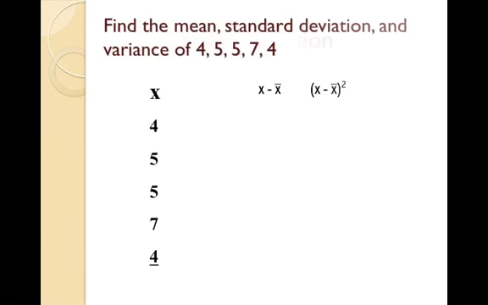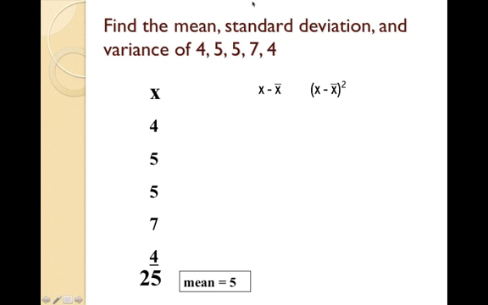All right, we're going to do the same process for a little bit larger data set. We're going to find the mean, the standard deviation, and variance of 4, 5, 5, 7, 4. So I write my 3 columns. I go ahead and list the data set under the X. Now I'm going to add them up. I get 25. N is 1, 2, 3, 4, 5. There's 5 values. 25 divided by 5 is 5. So the mean of the data set is 5.